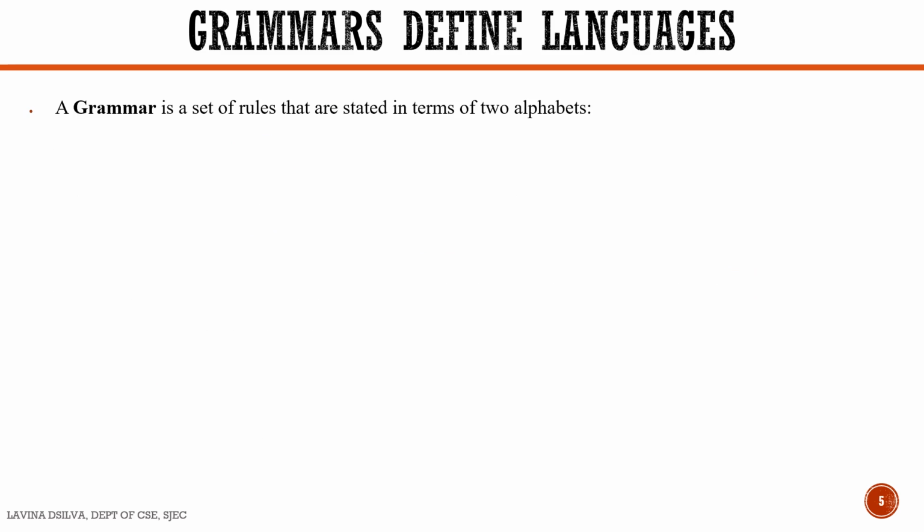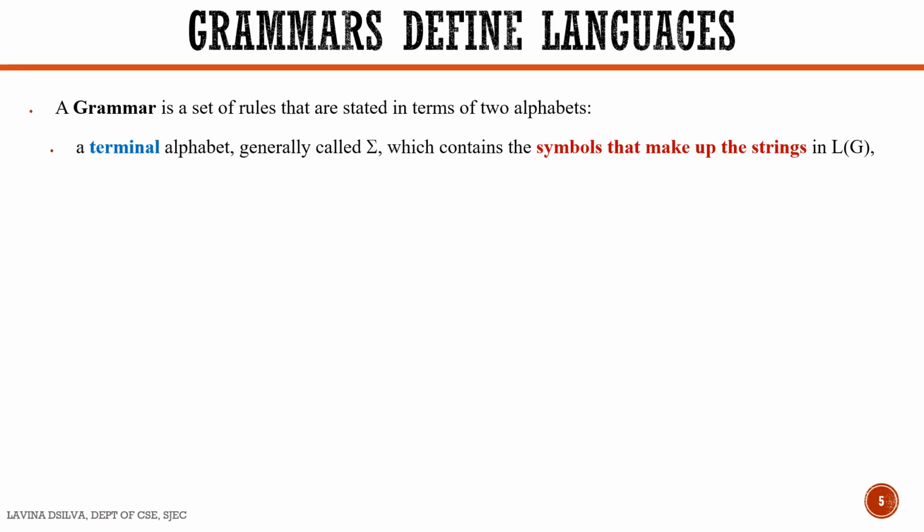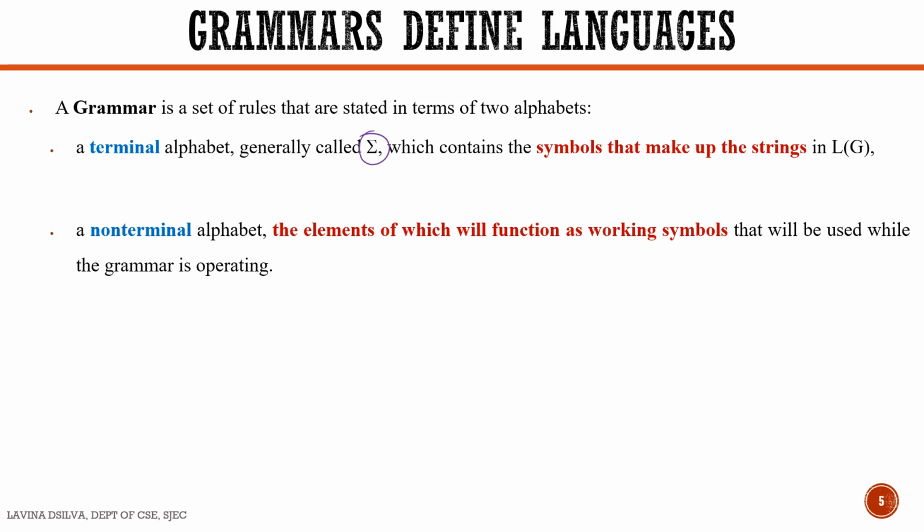We know that grammar is a set of rules which is stated in terms of two alphabets, or it comprises two alphabets. The first one is a terminal alphabet, or you also call it a terminal symbol, and it is represented by sigma. This consists of symbols that make up the strings in L of G, or the language of a grammar. The second type of alphabet which we have is a non-terminal alphabet, and this consists of the elements which will function as working symbols that will be used whenever a grammar is operating.